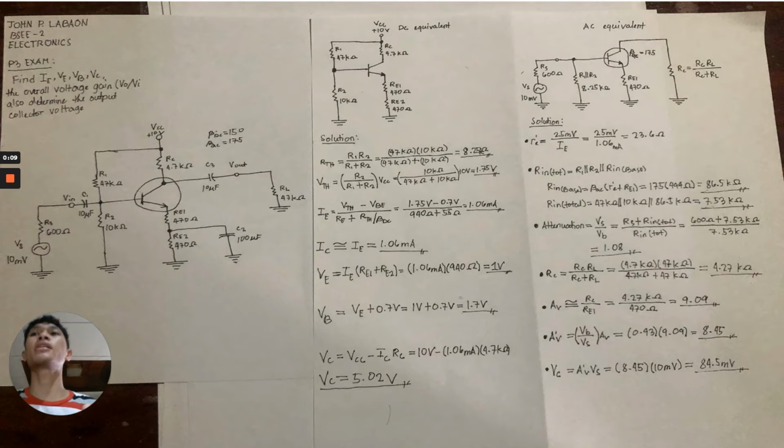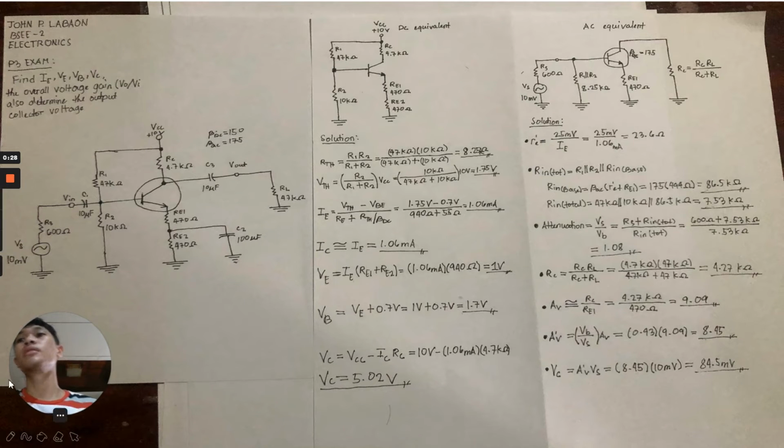Today we're going to answer our P3 exam. The given question is to find the equivalent current, the equivalent voltage, and the base voltage, the current IC, the VC, and the overall voltage gain. Also determine the output collector voltage.